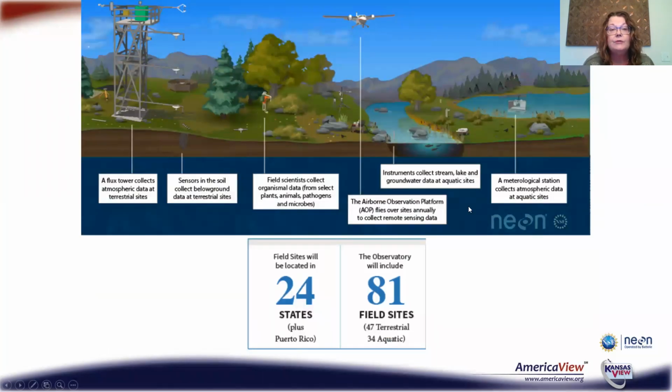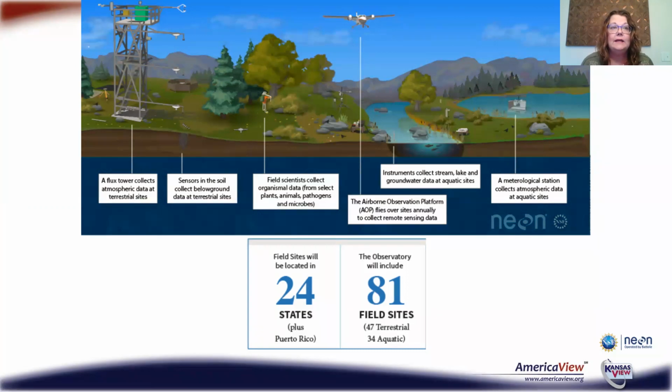In addition to the remote sensing data, many of us probably know that NEON is also collecting a whole suite of data across both terrestrial and aquatic sites. There are 47 terrestrial sites and 34 aquatic sites included in NEON, and the field sites are located across 24 states. So they're really trying to collect continental-scale information that can be used.